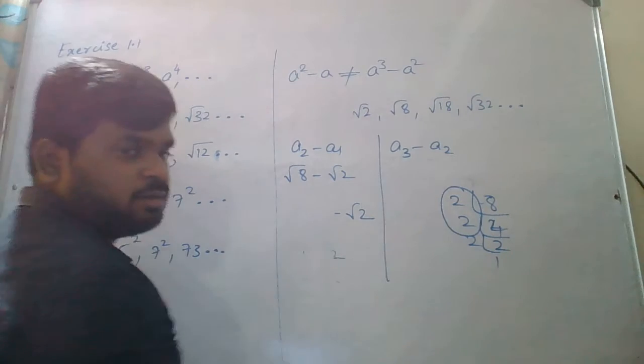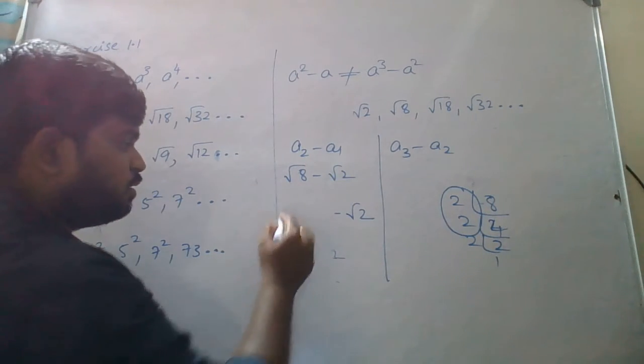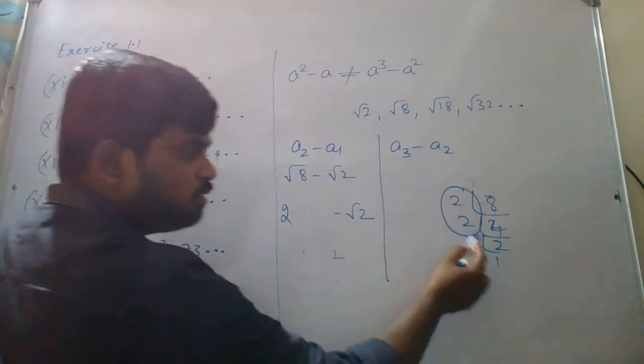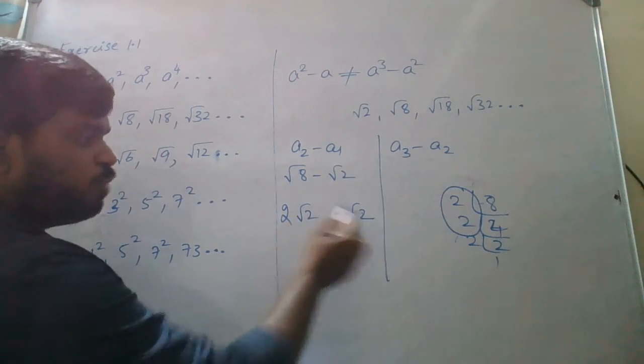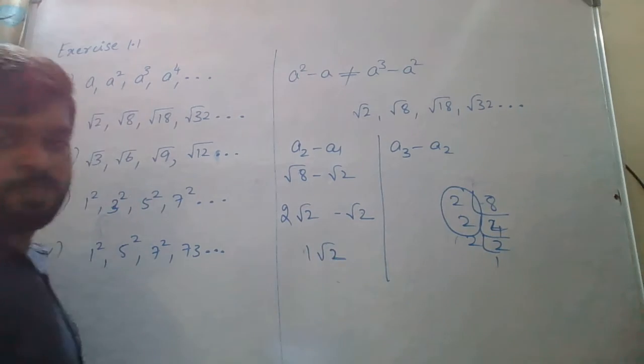So this is the pair. Out of this pair, take one number, write it outside. This doesn't have any pair, so write it inside the root. 2 root 2 minus root 2, 1 root 2.